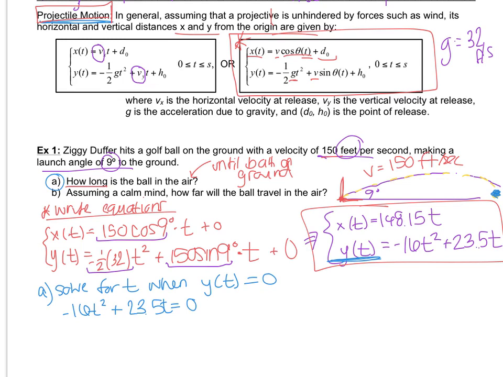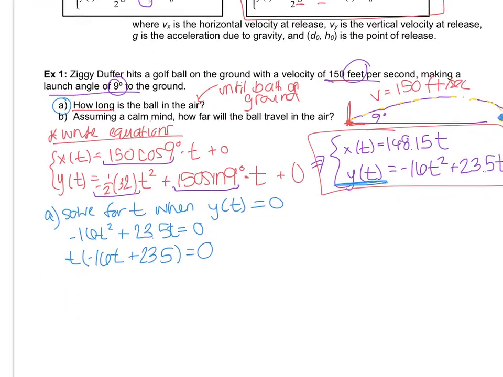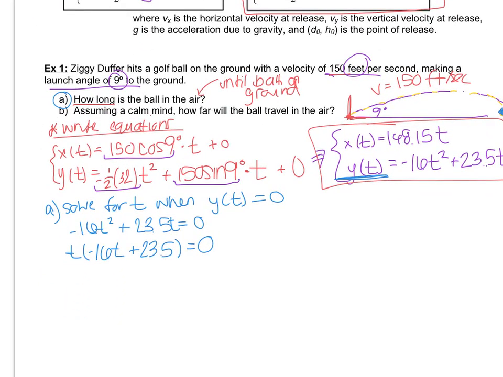So we solve for t. How do we solve for t here? Well, we've got a t in both terms, so let's factor one out. So t times negative 16t plus 23.5 equals 0. Now I have two factors that multiply to equal 0, so we should know that we can set each of those equal to 0. So t equals 0, basically that means our vertical height equals 0 when time equals 0. Well, yeah, that should make sense because our golf ball starts at a time of 0 with a height of 0. That's not the solution we're looking for.